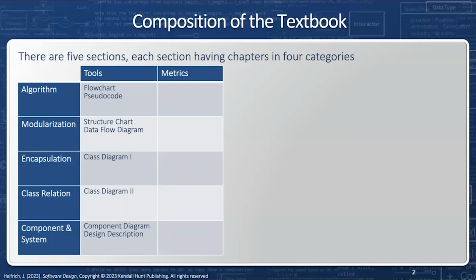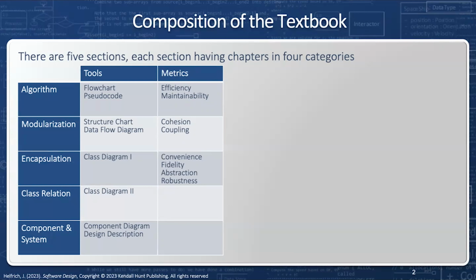Metrics refer to how to judge the quality of a given design. At the algorithm level, this includes algorithmic efficiency, as well as the dual maintainability metrics of understandability and malleability. At the modularization level, we refer to cohesion and coupling, both the classical sense and the new revised definition of each.